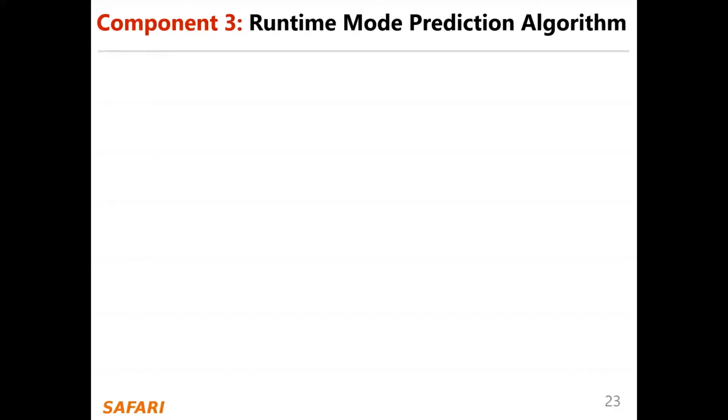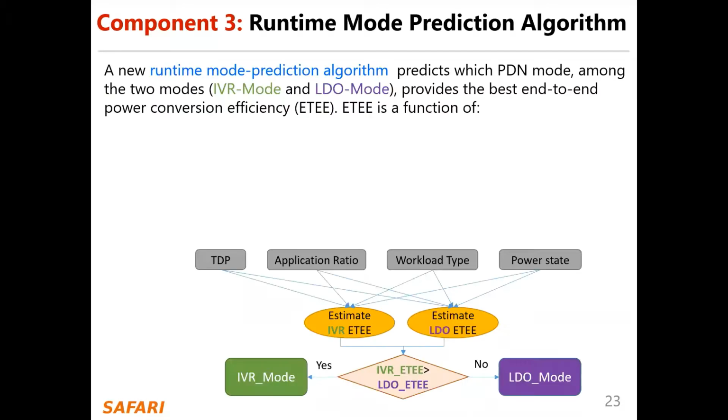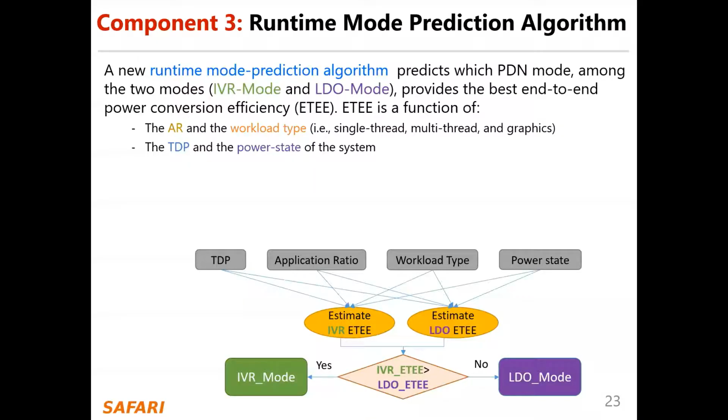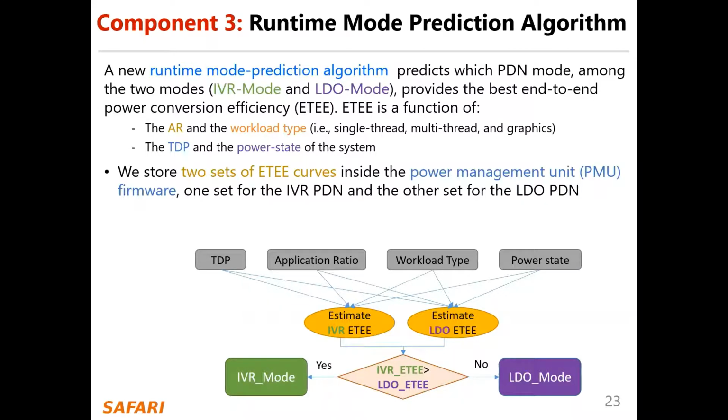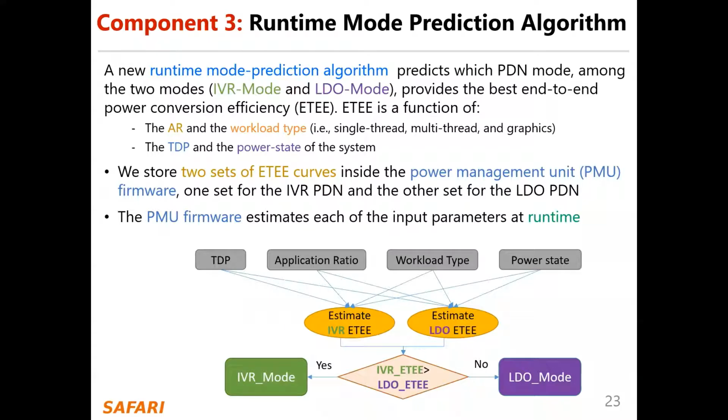The final component is a runtime mode prediction algorithm. A new runtime prediction algorithm predicts which PDN mode among the two modes, IVR mode and LDO mode, provides the best end-to-end power conversion efficiency. The end-to-end power conversion efficiency is a function of the application ratio and the workload type, the TDP, and the power state of the system. We store two sets of end-to-end efficiency curves inside the power management unit firmware, one set for the IVR PDN and the other set for the LDO PDN. The PMU firmware estimates each of the input parameters at runtime.